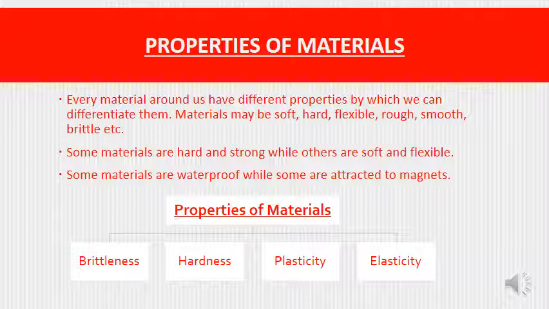Now here, let's give a few quick examples. Materials that are hard and strong can be metal, rock, stone. Materials that are soft and flexible, rubber, plastic. Materials that are waterproof, umbrella, raincoat are made up of waterproof materials. These are some small quick examples. Now, properties of materials. There are four main properties of materials: brittleness, hardness, plasticity, elasticity. We will discuss them one by one.